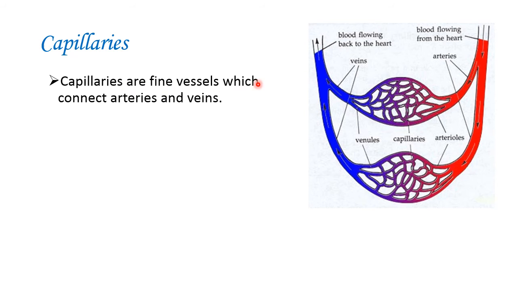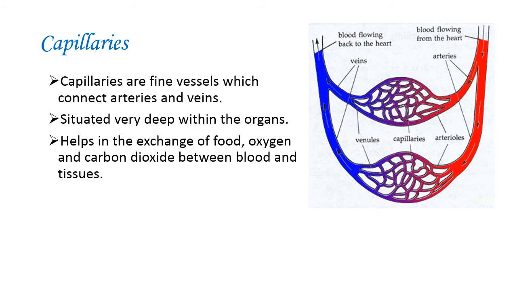Capillaries are the fine vessels which connect arteries and veins. We just now talked about it. Capillaries are situated very deep within the organs. Capillaries help in exchange of food, oxygen and carbon dioxide between blood and the tissues. Now, how is this happening? Let us have a look at the diagram once again.